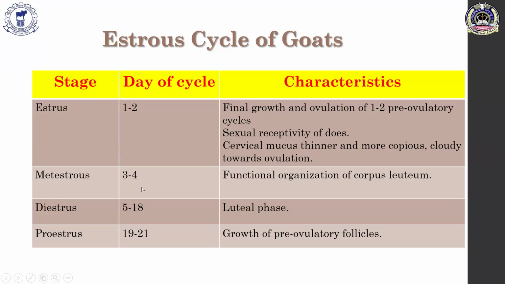Then the period of metestrus will occur. It is around 3 to 4 days of the cycle. In this, the functional organization of the corpus luteum will take place. Afterwards, the diestrus of 5 to 18 days will occur, the proper luteal phase. Then proestrus for 19 to 21 days. The growth of pre-ovulatory follicles will occur in this phase.